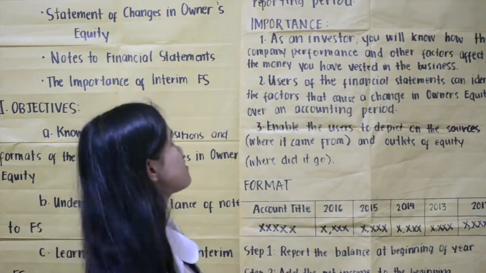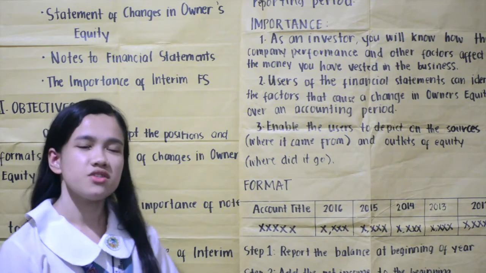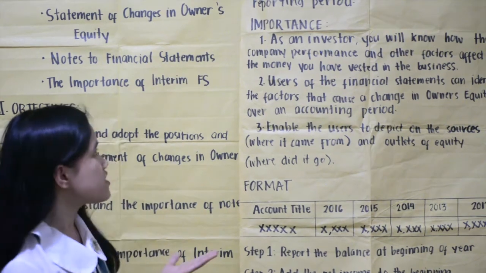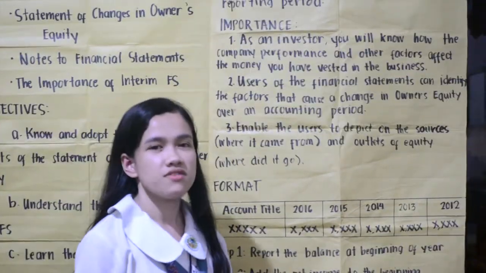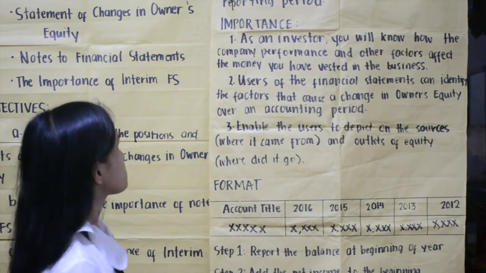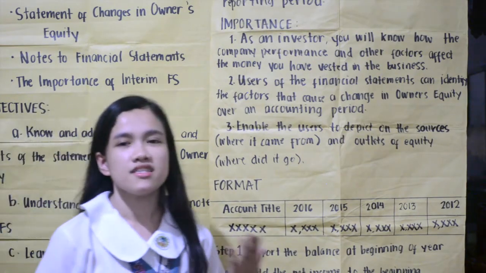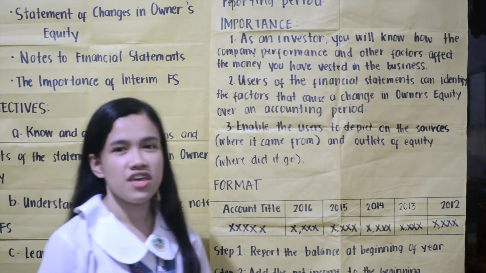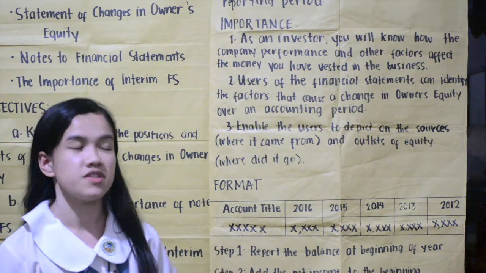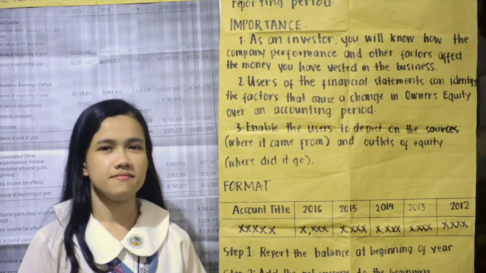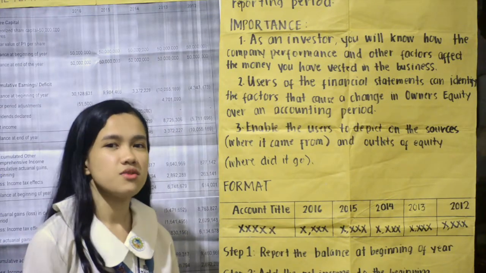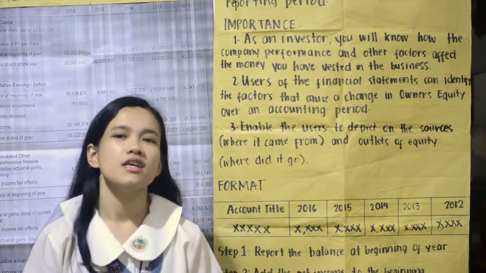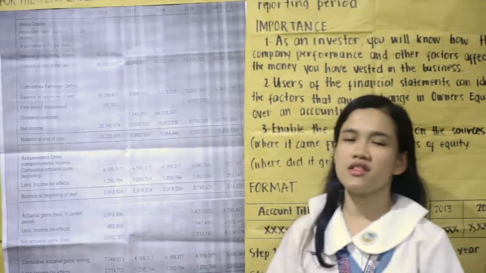How important is this statement? First, investors engage in investing in the business for the purpose of maximizing their wealth. Through this statement, they can know how such wealth is utilized and the flows of such wealth. Second, this statement allows us to see how the equity reported in the balance sheet changes for a specific period of time. Lastly, it allows us to see how the total comprehensive income affects the equity of an entity. To better understand this statement, let's take a look at this example.